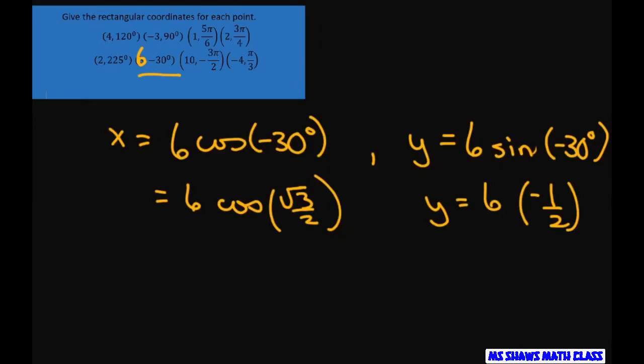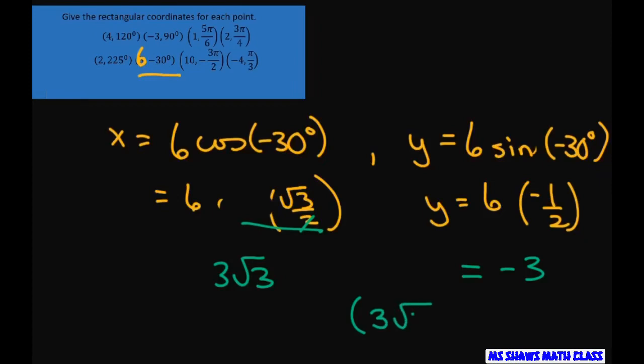So 2 goes into, well, let's figure this one out first. So 2 goes into that 3 times. So we're going to get 3 square root of 3. And this one's just going to equal negative 3. So your ordered pair is 3 square root of 3 and negative 3.